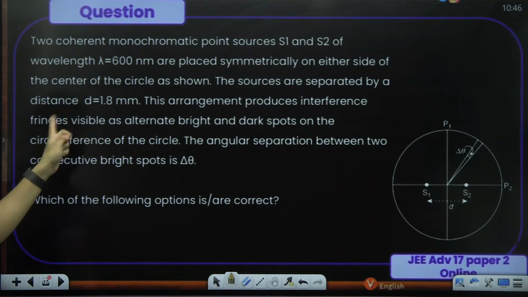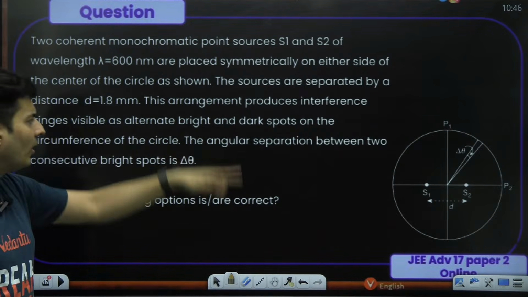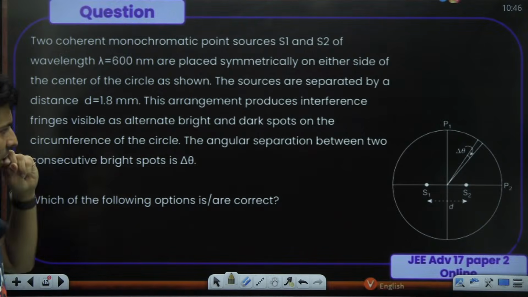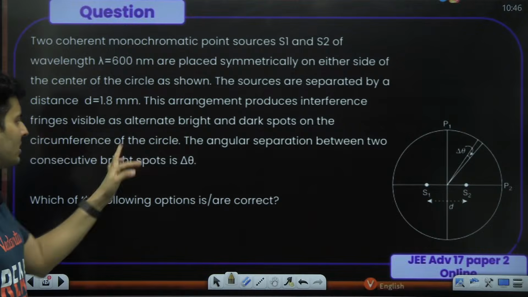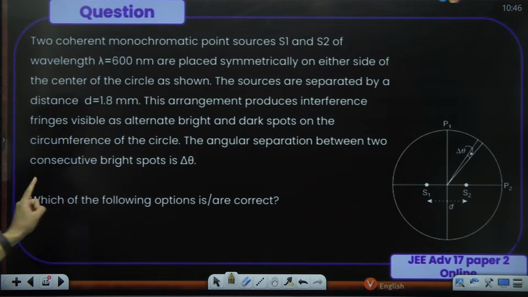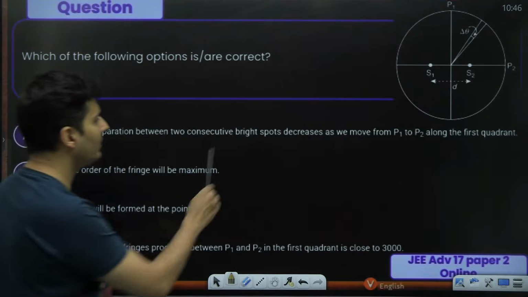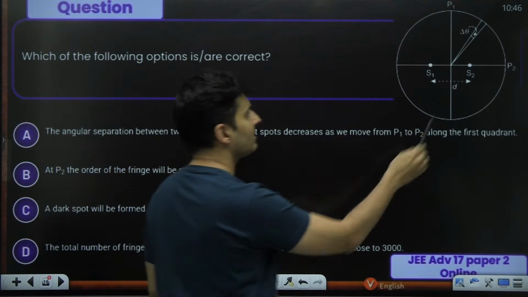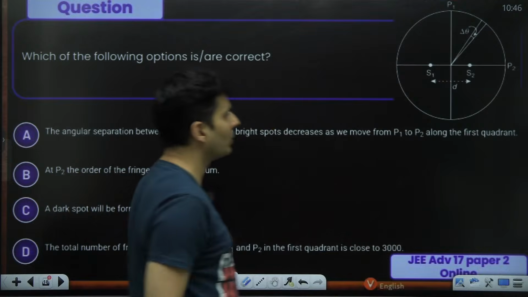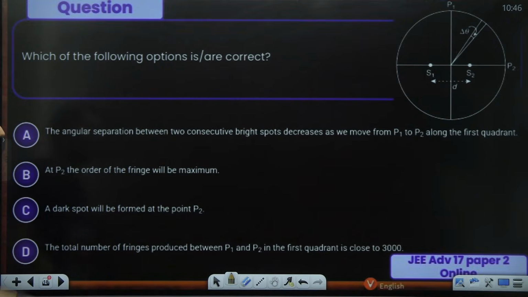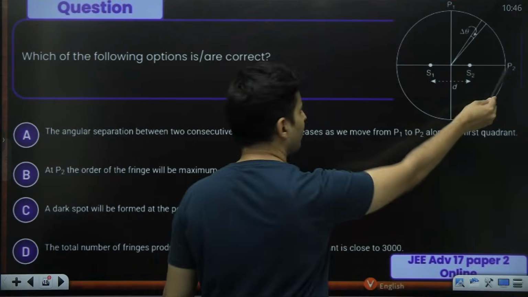The arrangement produces interference fringes visible as alternate bright and dark spots on the circumference of the circle. The angular separation between consecutive bright spots is delta theta. Which of the following options are correct? The angular separation between the bright spots decreases as we move from P1 to P2. At P2, the order of fringe will be maximum. That is at this point they are mentioning.